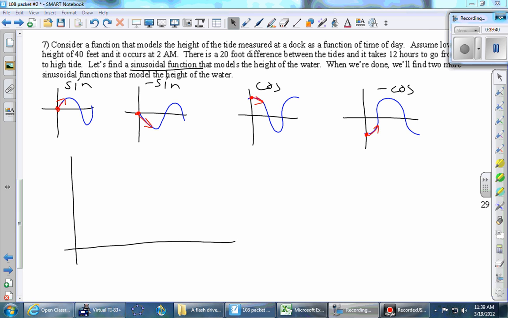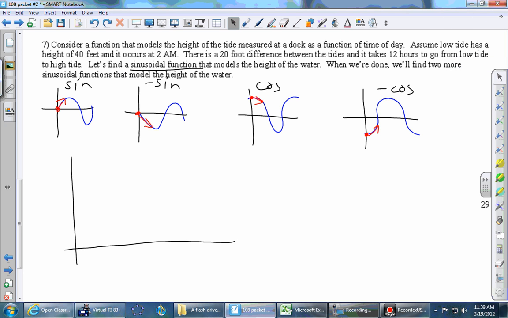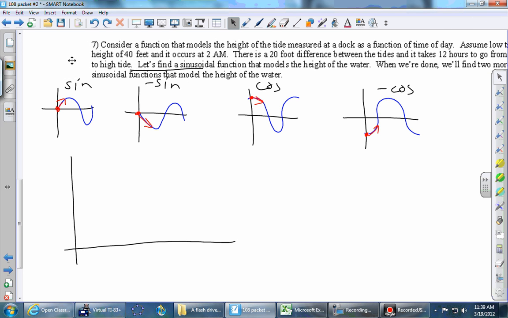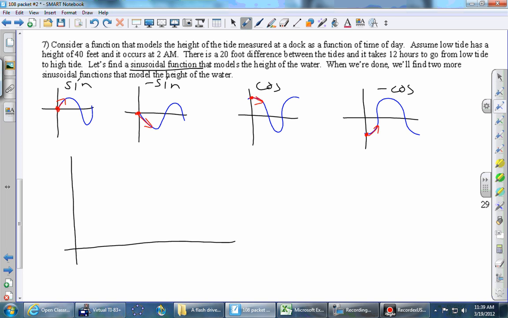Okay, so the first thing that Todd gave us that we can draw was that low tide is 40 feet, and it happens at 2 a.m. There's 2 a.m. There's 40 feet. And then there's a 20-foot difference between the tides. So how high is this thing getting? Getting up to 60. Is that the amplitude? 20? Not. Right? That's not the amplitude. Okay. And it says it takes 12 hours.